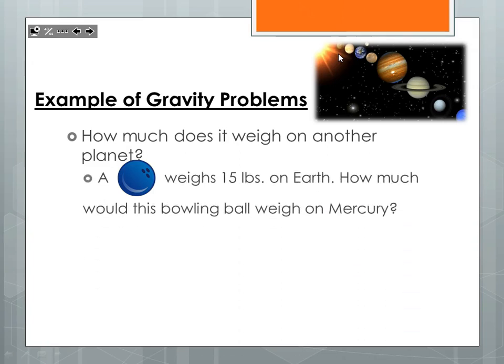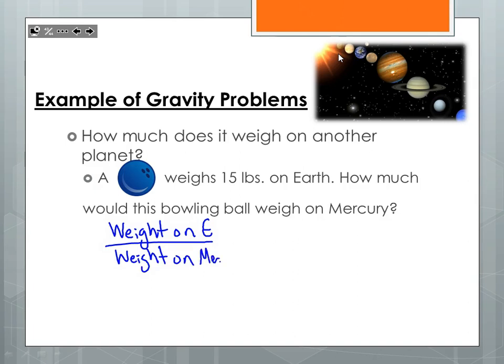Okay, so this one asks, a bowling ball weighs 15 pounds on Earth. How much would this bowling ball weigh on Mercury? Don't be like, oh my gosh, I don't know how to do this. I just figured out all the other planets. You're basically going to use the same method, except this time you're going to look at the weight on Earth compared to the weight on Mercury.